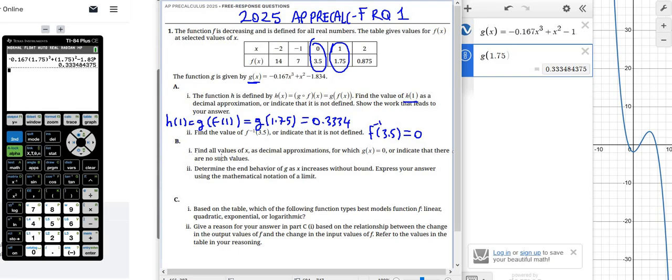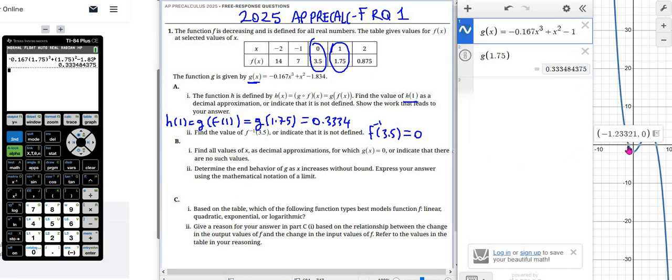Part B I is asking to find all values of x for which g of x is equal to 0. So that is another way to ask for the x-intercepts. Just go to your Desmos calculator. We have already graphed it. All you have to do is check the x-intercepts.